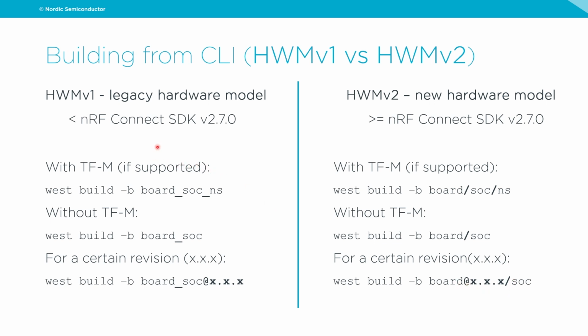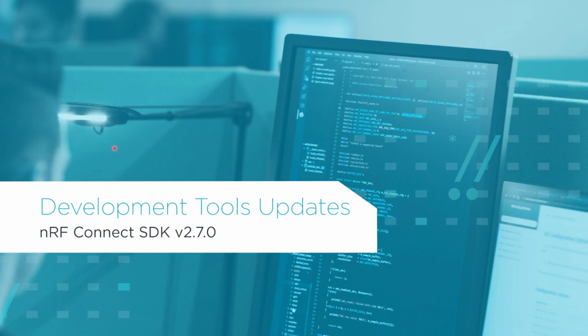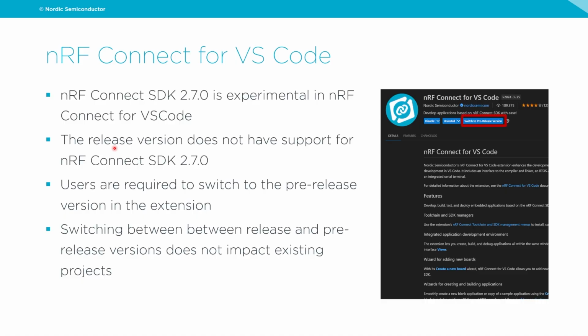Okay, so that was it for generic updates. We can move on to development tool updates. First, nRF Connect for VS Code. Due to the significant changes that we just went through on sysbuild and hardware model v2, developing with nRF Connect SDK 2.7.0 is experimental using nRF Connect for VS Code.